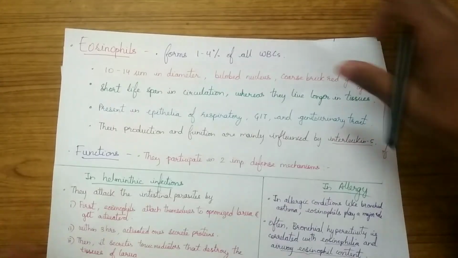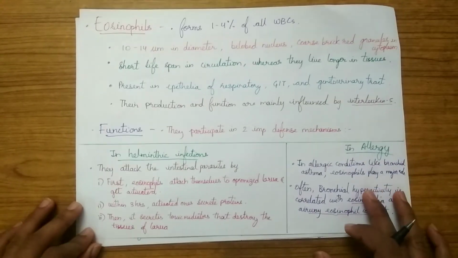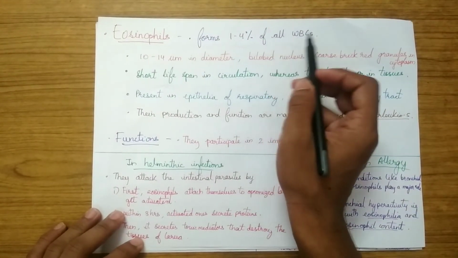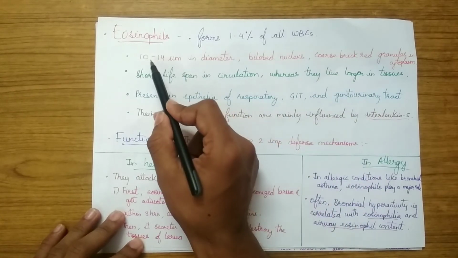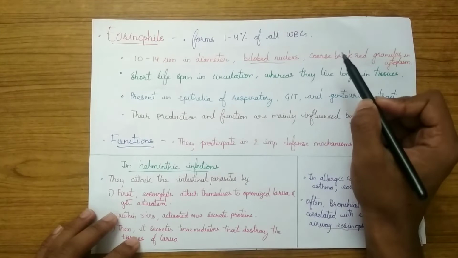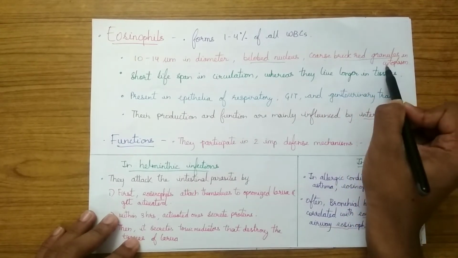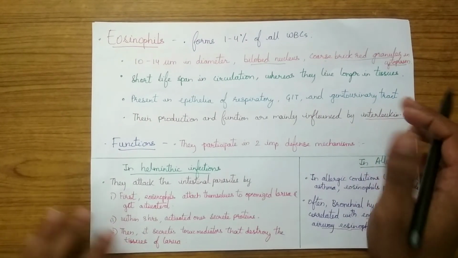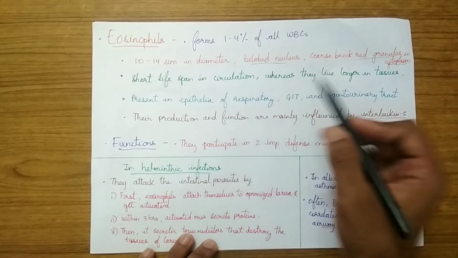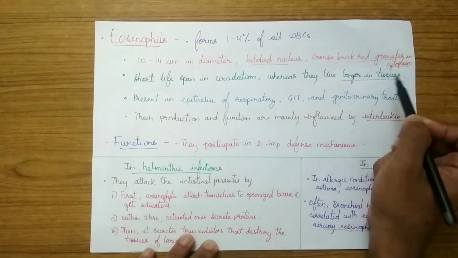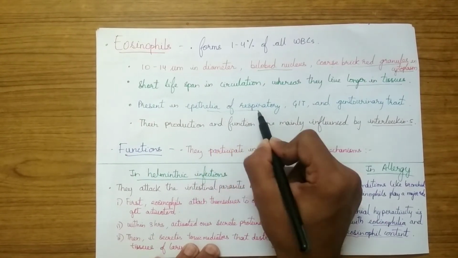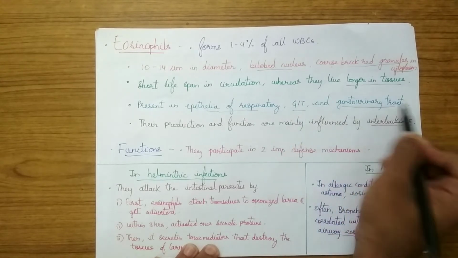So let's talk about the next WBC, which is the eosinophil. It forms 1 to 4% of all WBCs and it is 10 to 14 micrometer in diameter. It has a bilobed nucleus and has coarse brick red granules in its cytoplasm. It has a short lifespan in the circulation, whereas longer in the tissues. It is mainly present in the epithelia of the respiratory, GIT and genitourinary tract.